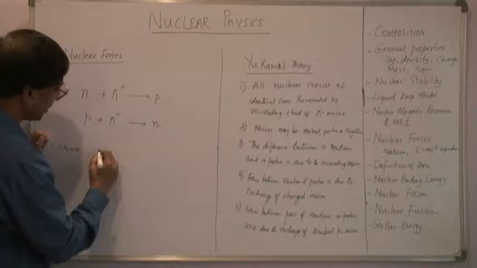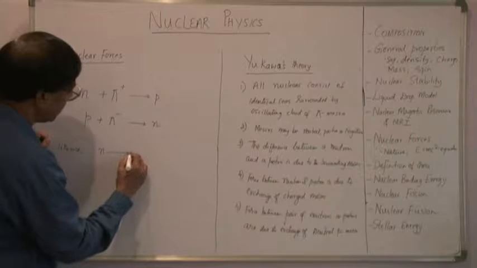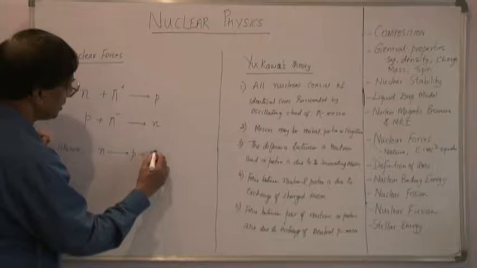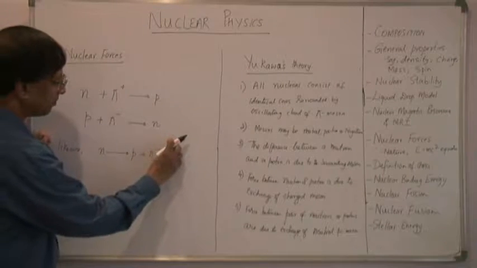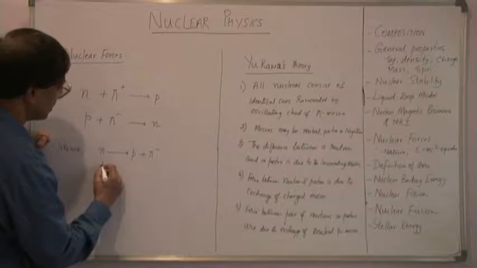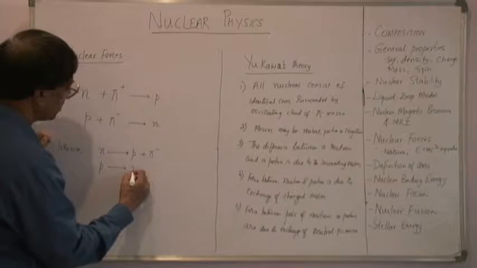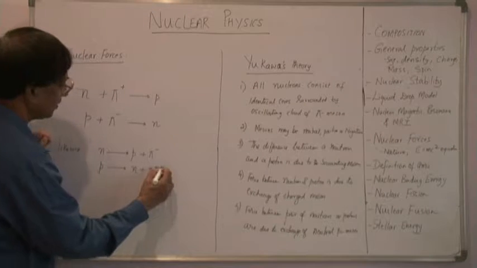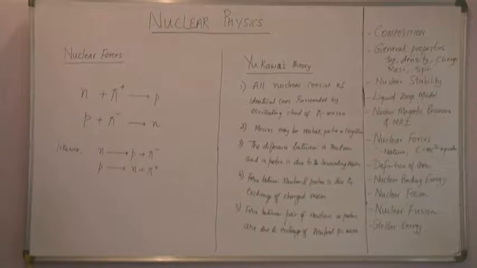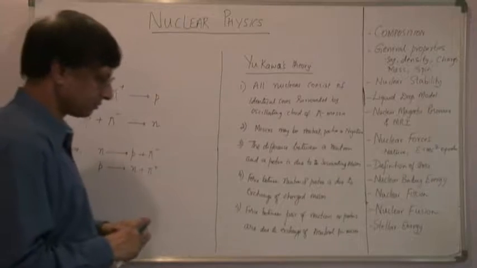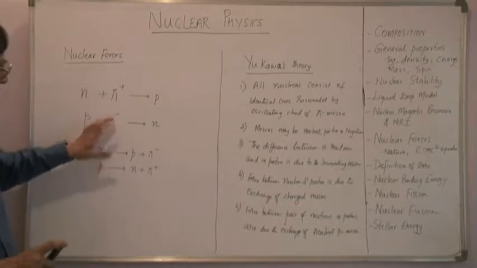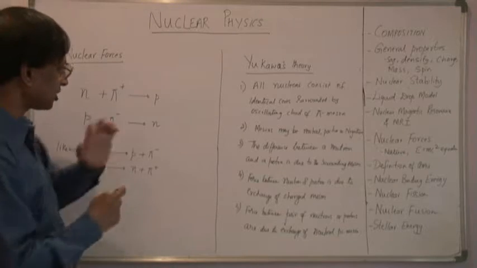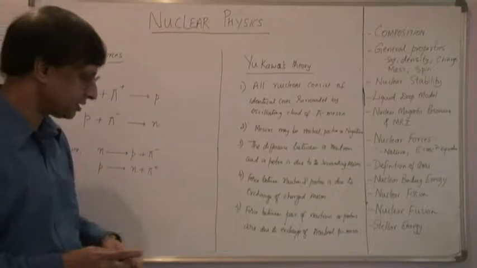Likewise, we also have a neutron becoming a proton and giving up a pi meson. Likewise, I'll have a proton turning into a neutron with an emission of a pi plus, or a positive pi meson. So this is how neutrons and protons continuously exchange their places. A neutron becomes a proton and a proton becomes a neutron by exchange of these mesons.